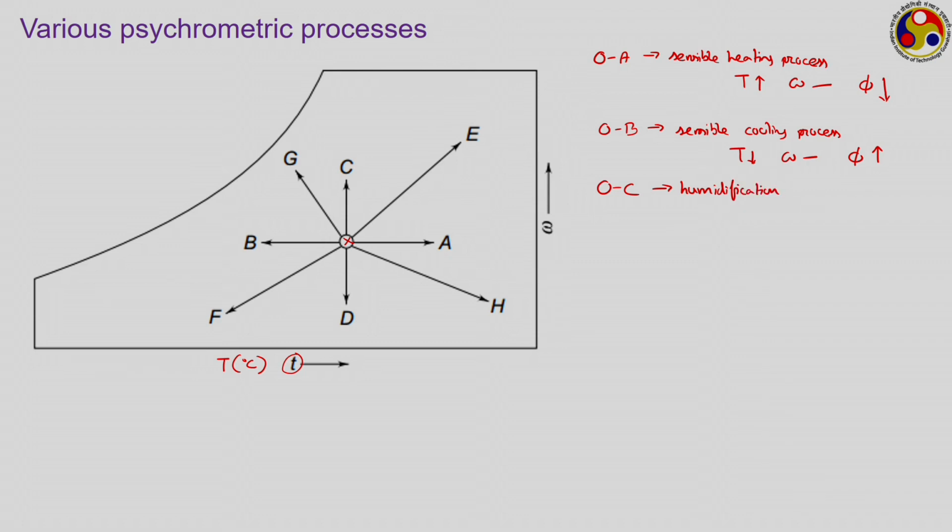During this process, the moisture content is changing, but temperature is not changing. So, during this process, the temperature remains constant, omega is increasing. What will happen to phi? What will happen to the relative humidity?